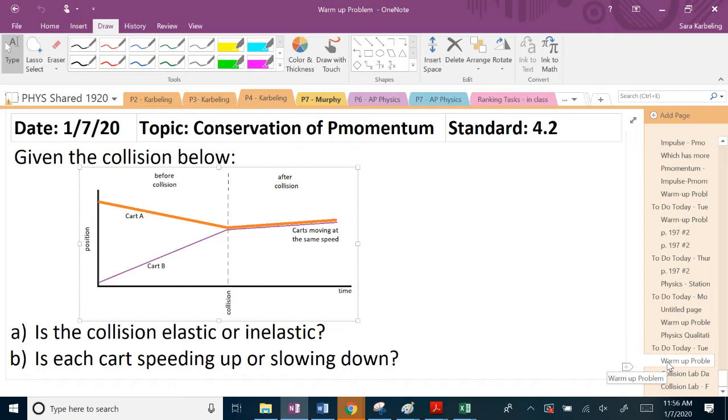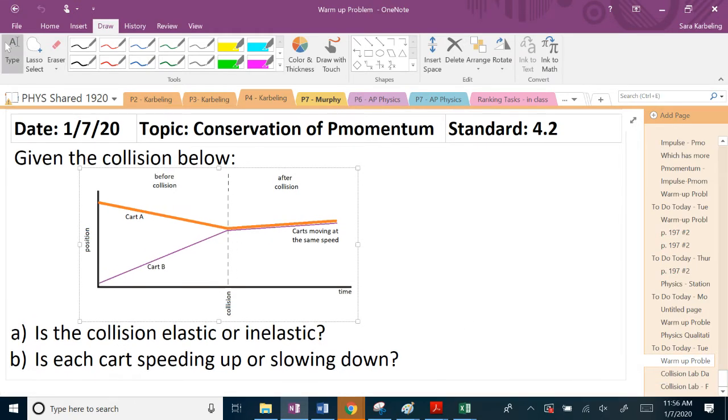So here is the warm-up problem. The question first is: is the collision elastic or inelastic? Inelastic. I hear some words over here. Why do you say inelastic?